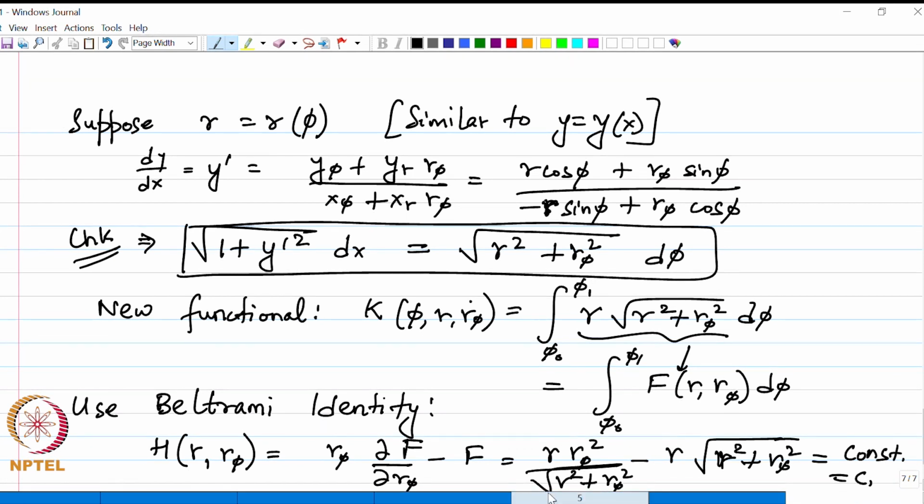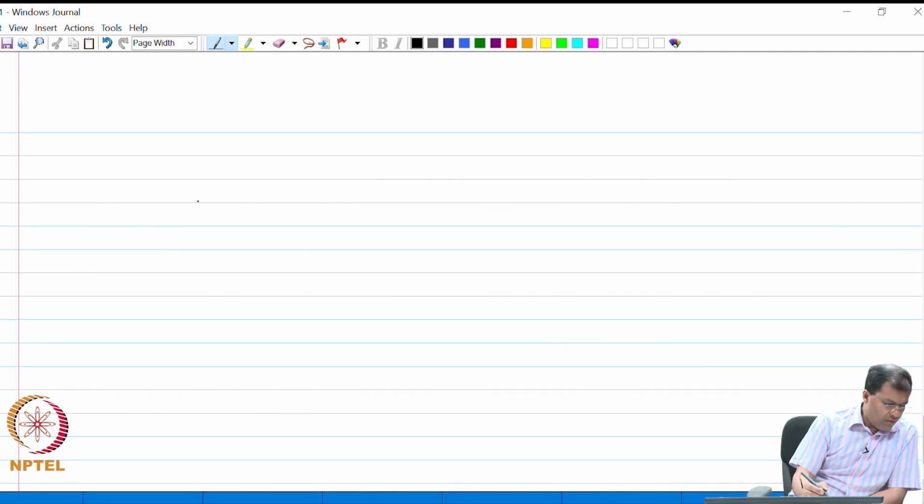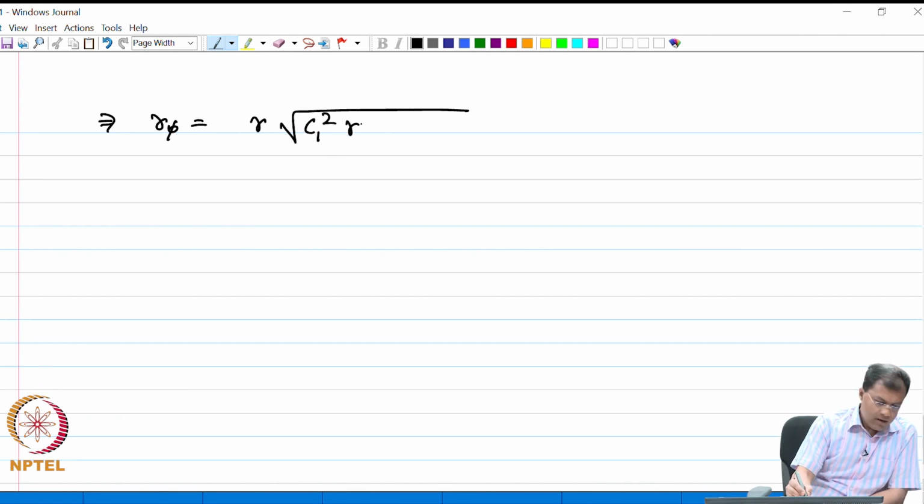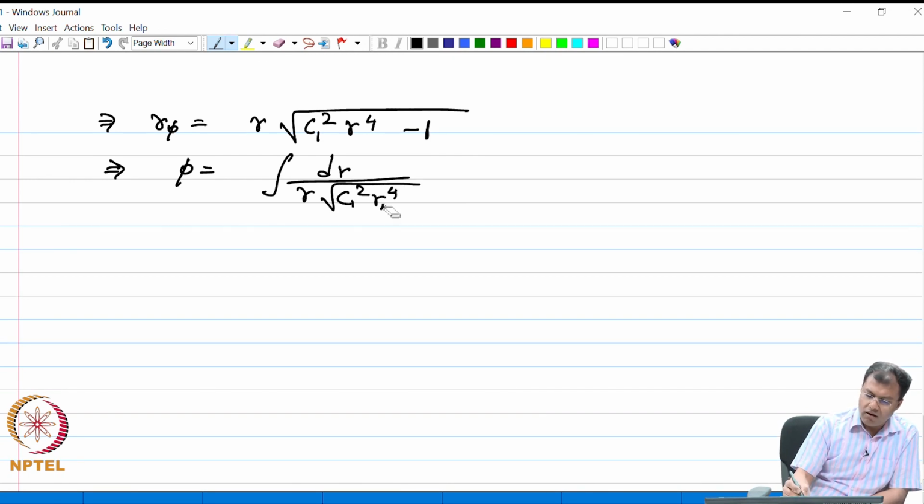So, which means then all we do is simplify this expression that we have written. So, we simplify, we see that the simplified expression becomes rφ, which is equal to r √(C1² r⁴ − 1), right. So, what we see is the following. We see that φ is equal to the integral of dr by r times √(C1² r⁴ − 1), right.